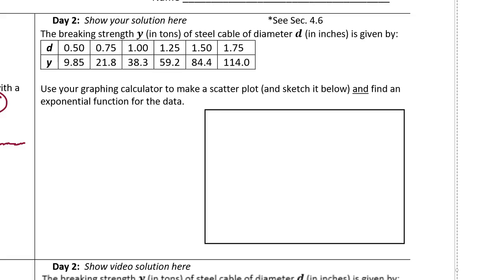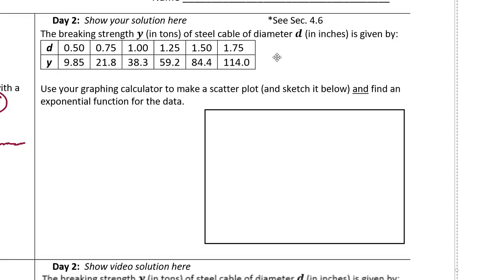Here's the solution for day 2. The breaking strength Y in tons for a steel cable of diameter D inches is given by, and here's a table of values that would have been obtained experimentally when engineers tested cables of different diameters and measured how many tons of weight the cable can hold until snapping.